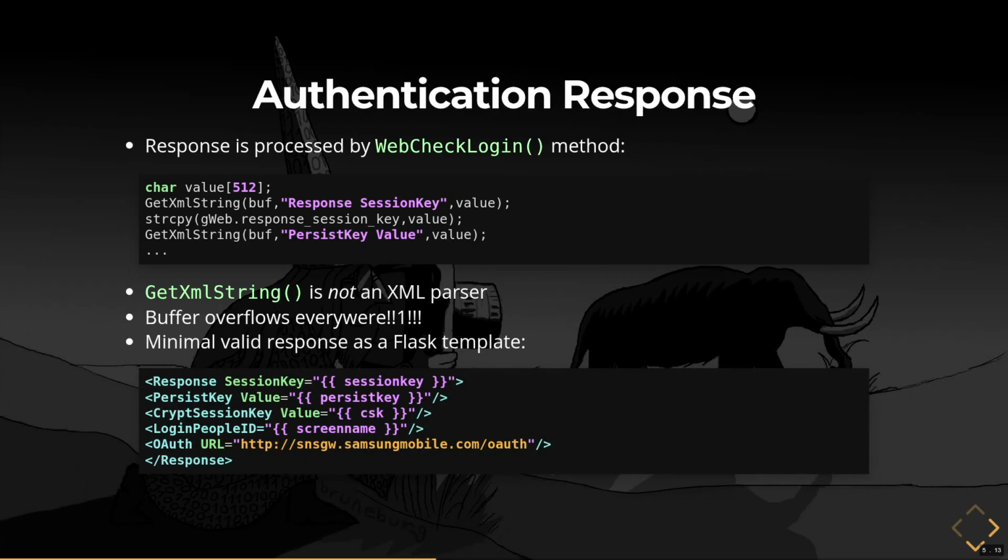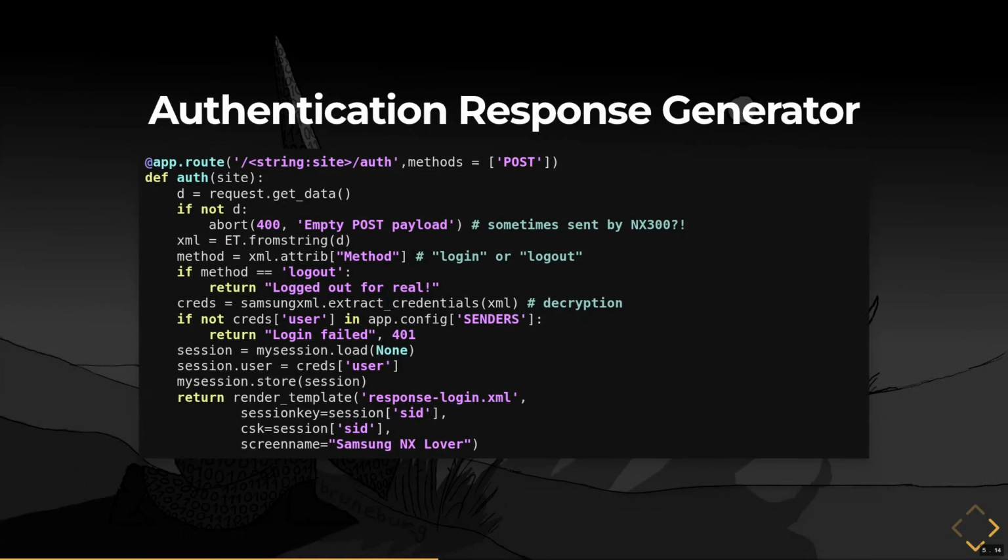So in Flask, you can use Jinja2 templates, and this is an XML file where you can store session key, persist key, and all the values that the camera expects. And I implemented that in the authentication response method. Here the first parameter is the site, so it's Facebook, Picasa, or other. And then it is getting the data from the post. It is creating an XML value, extracting the credentials with the proof of concept method.